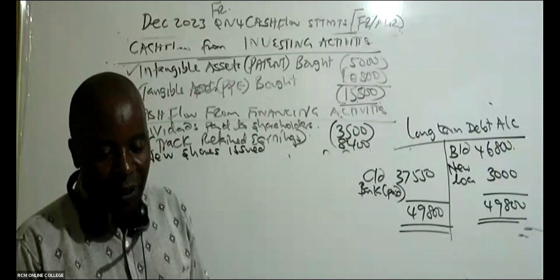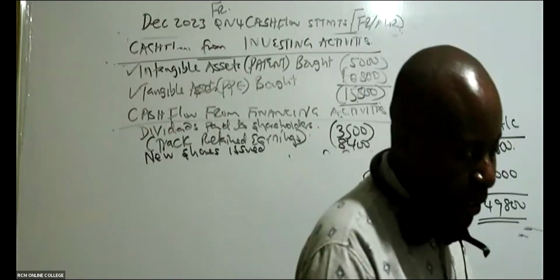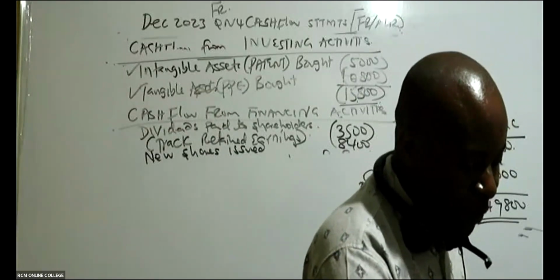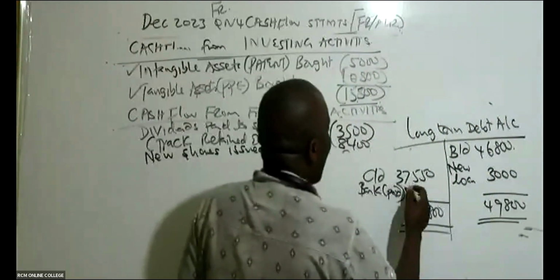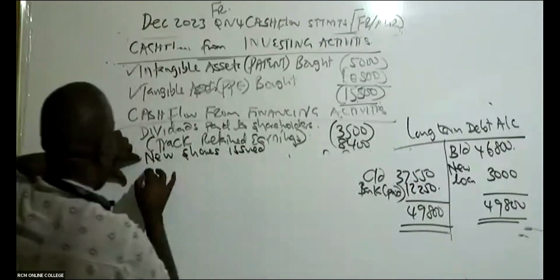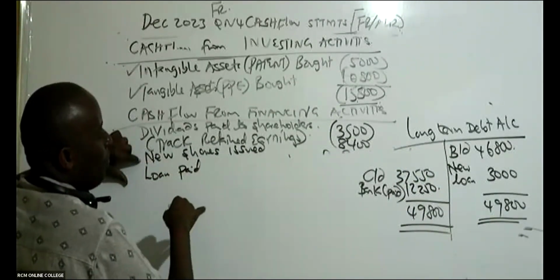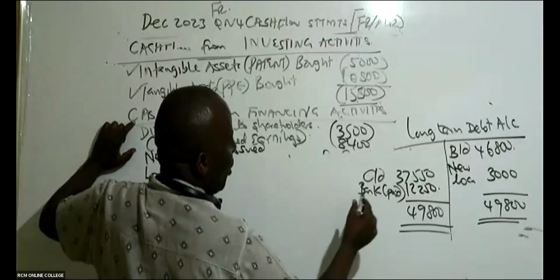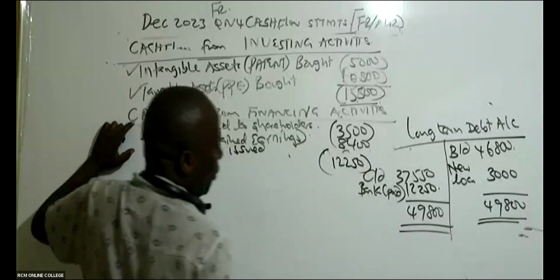12,250. Chogo is getting 12,250. Yes. So this is what I put here. Now here you have to be very, very careful. So we have loan paid. Loan paid in this case is 12,250. So loan paid, of course, you put in brackets.